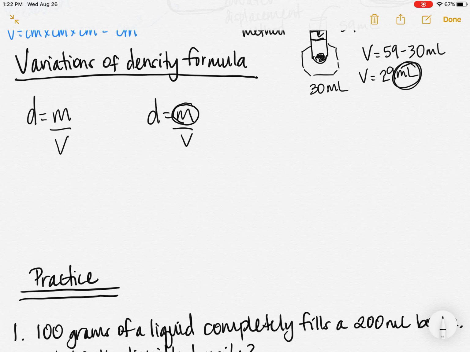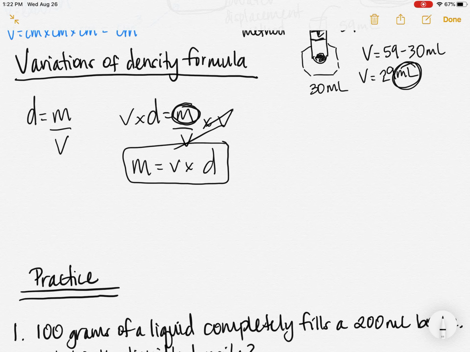So if I want to calculate mass, I have to isolate mass all by itself, which means I would need to get rid of volume. So I would multiply both sides by volume, which would leave me with mass is equal to volume times density. So I'm just going to flip around how it was written. So this is the second variation of the density formula. And I would use this formula, m equals v times d, if I were looking for mass.